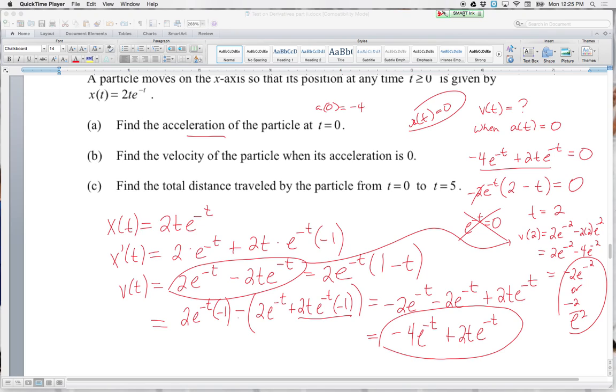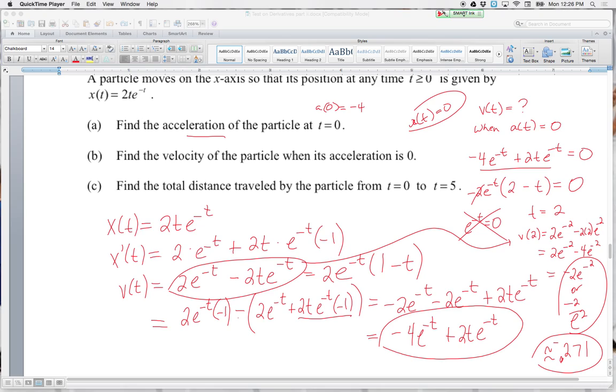Now, how many of you gave a decimal? I think it's approximately what? And I'll accept this too. Negative 0.271. That's it, 0.271, yeah. That's also right. Which, by the way, if the velocity is negative, which direction is it going at 2 seconds? At 2 seconds, which way is it going? Left. Why? The velocity is negative.